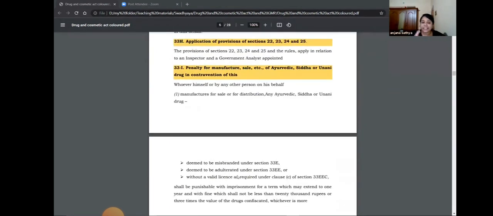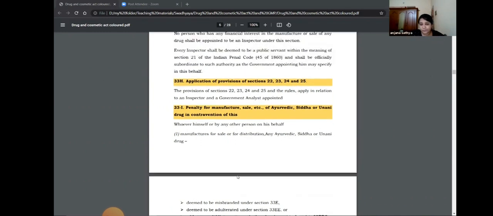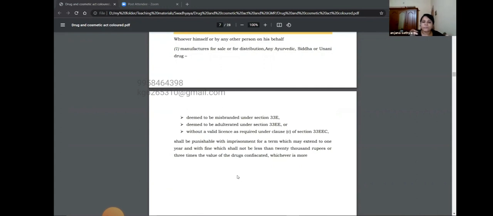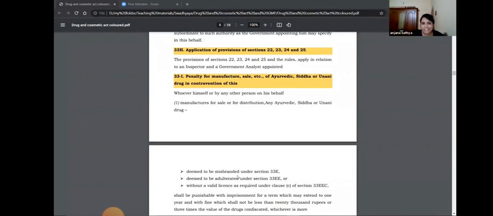Next one is 33I, that is penalty for manufacture and sale of Ayurveda, Siddha, Unani drugs in contravention of this. Like we have mentioned, that is 33E misbranded, 33EE adulteration, or 33EEA spurious drugs. The person is punishable with imprisonment for a term which may extend to 1 year, with a fine which shall not be less than 20,000 rupees. So the penalties of each section have been explained in section 33I. Okay.